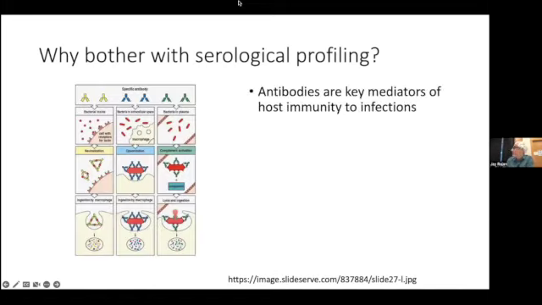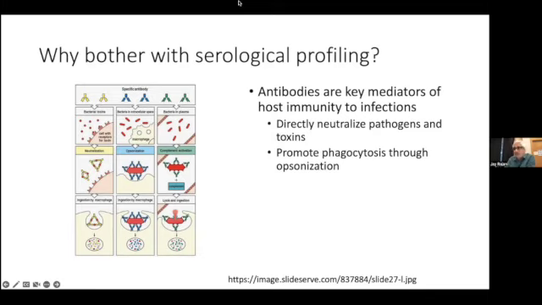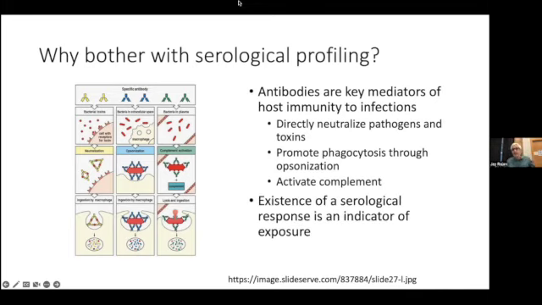Hopefully this is not a hard sell to the group here that antibodies are key mediators of host immunity. They directly neutralize pathogens and toxins. They can promote phagocytosis through opsonization. They can activate complement. And then finally, the existence of a serological response is an indicator of exposure. So antibodies are both important for host defense, but they're also really key. Measuring antibody responses is a useful way to know what people have been exposed to. So it actually has diagnostic applications as well.